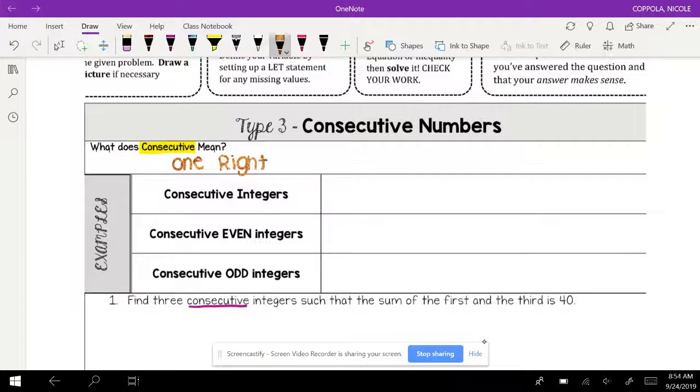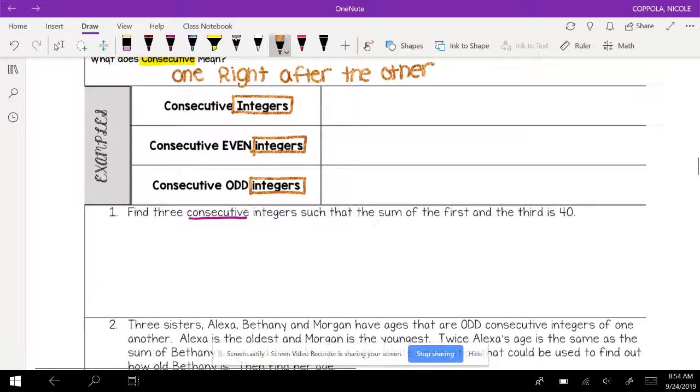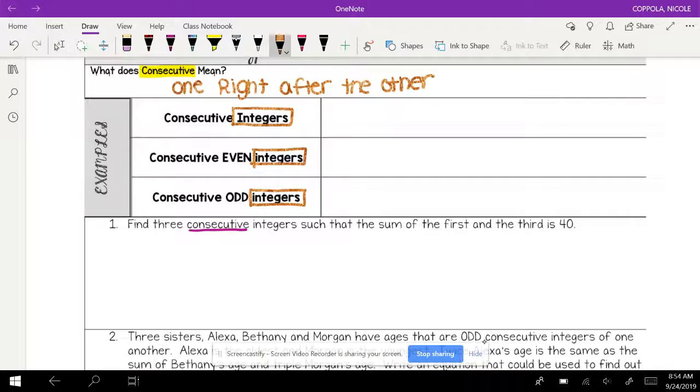And then the other thing that's nice about these questions is that they will always be asked as the word integer. So your answer will always be a positive or negative whole number, which is really nice, okay? So your answers will always be pretty, okay? So when you're reading these questions, they'll mention either a consecutive integer, consecutive evens, or consecutive odds.